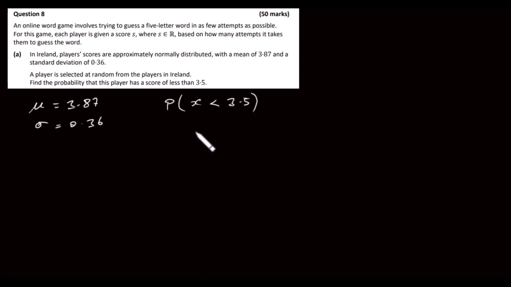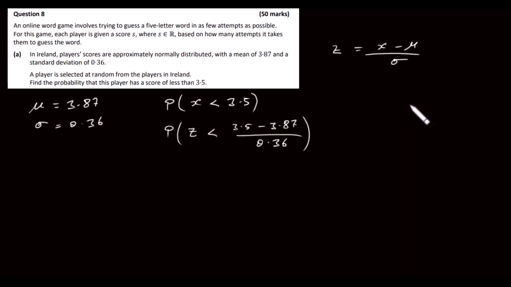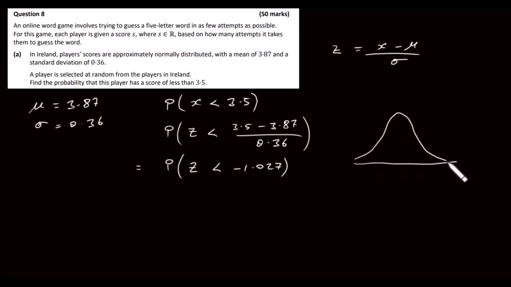So you've got to convert that to a z-score. So that's going to be the probability that z is less than, you've got to take 3.5 minus 3.87 over the standard deviation, which is 0.36. In other words, our z value is x minus mu over sigma. So when you work this out, you get the probability that z is less than, I think it's a negative number here, so it's going to be minus 1.027.